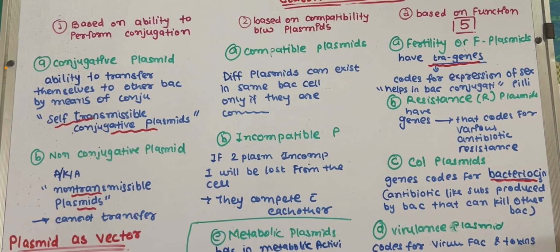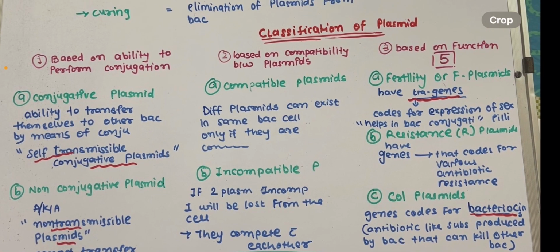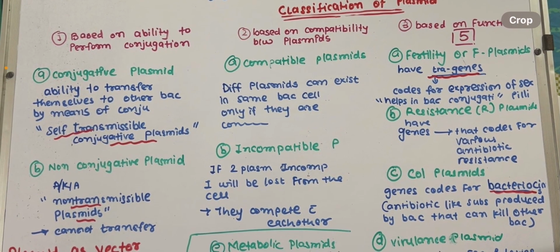But what if they are not compatible? Then it is referred to as incompatible. So either they compete with each other and one of them is lost. That's how they exist. Now, based on the function, there are total 5 functions.